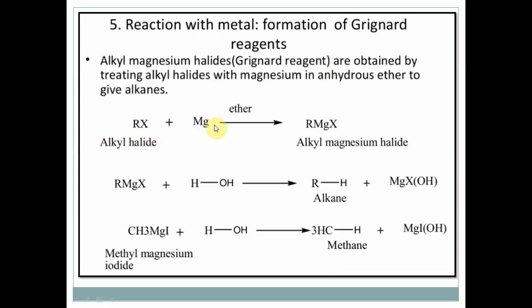Alkyl halide, magnesium, dry ether, driest condition: we get alkyl magnesium halide. This alkyl magnesium halide, when treated with water, forms alkane and magnesium halide hydroxide. For example, if we use methyl magnesium iodide and water, we get methane and Mg(OH)I.